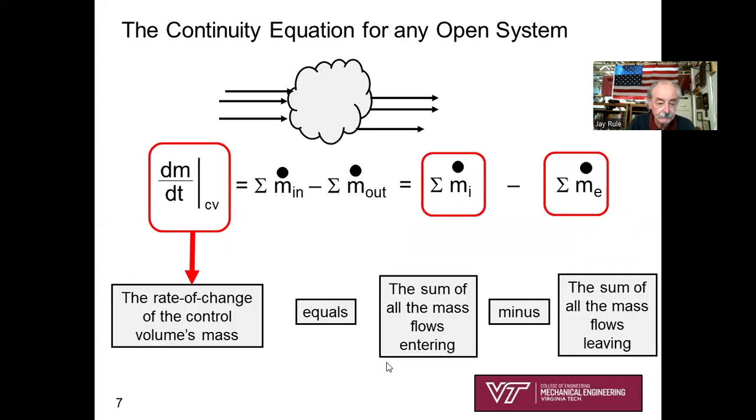Check. All right, so let's look at what the words say. I've tried to depict it in words. The left-hand side, dm/dt of the control volume, says the rate of change, d by dt, of m, the rate of change of the control volume's mass. Okay, so that's the left-hand side, and then the equal sign.